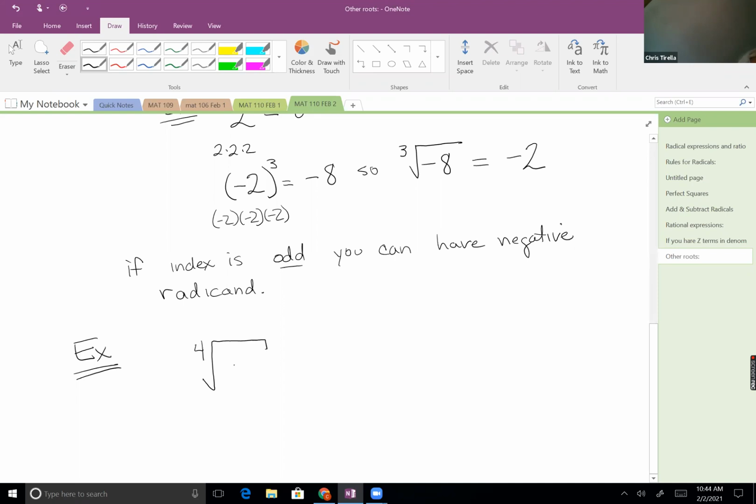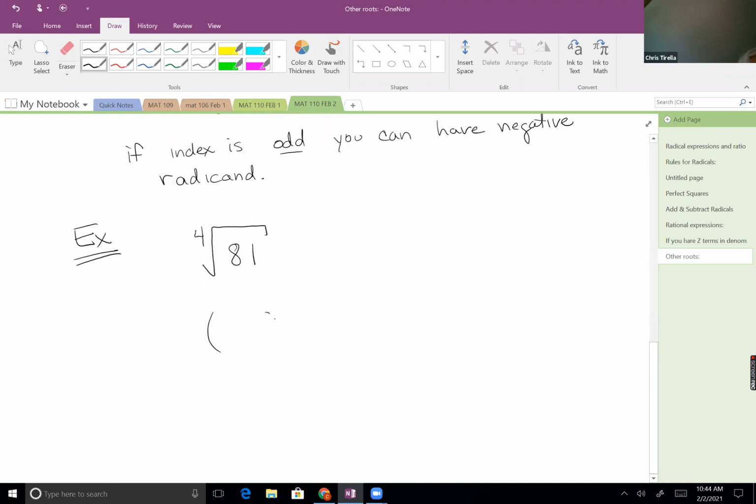If I ask for the fourth root of 81, if you were to guess what number to the fourth power do you think would give me 81? Well, hopefully everybody recognizes 81 as 9 times 9. And then 9 is 3 times 3. And so is everybody all right? Looking at that factorization, 3 to the 4th would be 81. So the 4th root of 81 is 3.